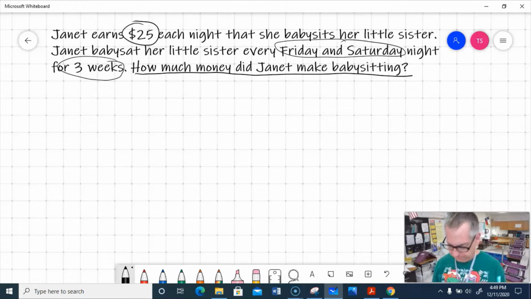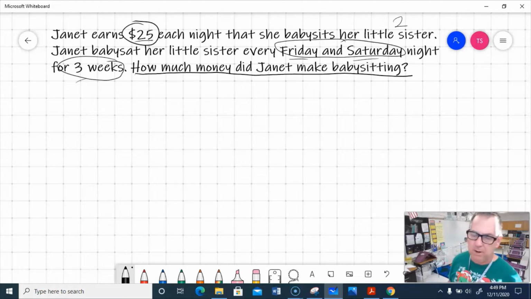When we look at the problem, I can see basically we have the $25 and we have Friday and Saturday. So that's 2 nights. I'll write 2 right there. And we have 3 weeks. And I'm doing some evaluating right there. And it looks like I'm going to be multiplying in this problem to answer it. And I've got three numbers, which pretty much tells me it's a multi-step problem.